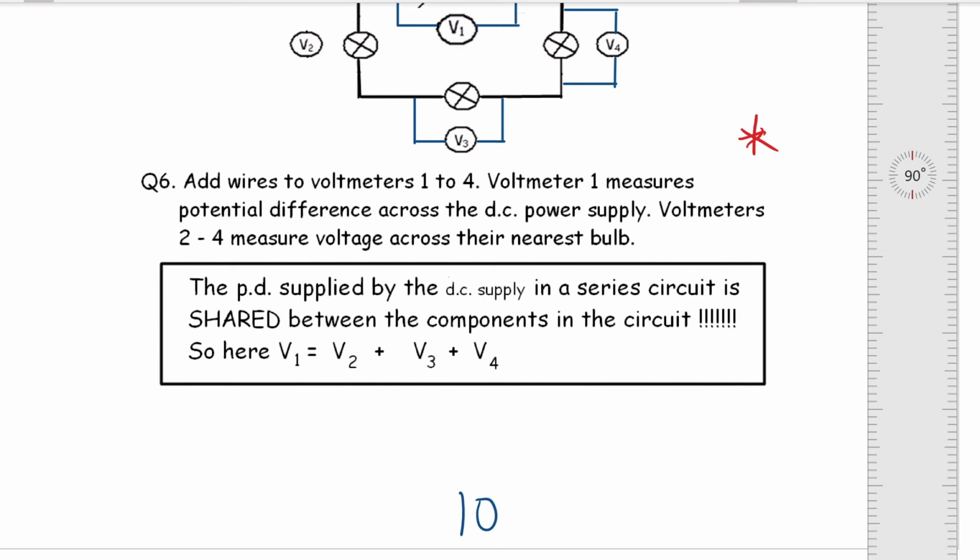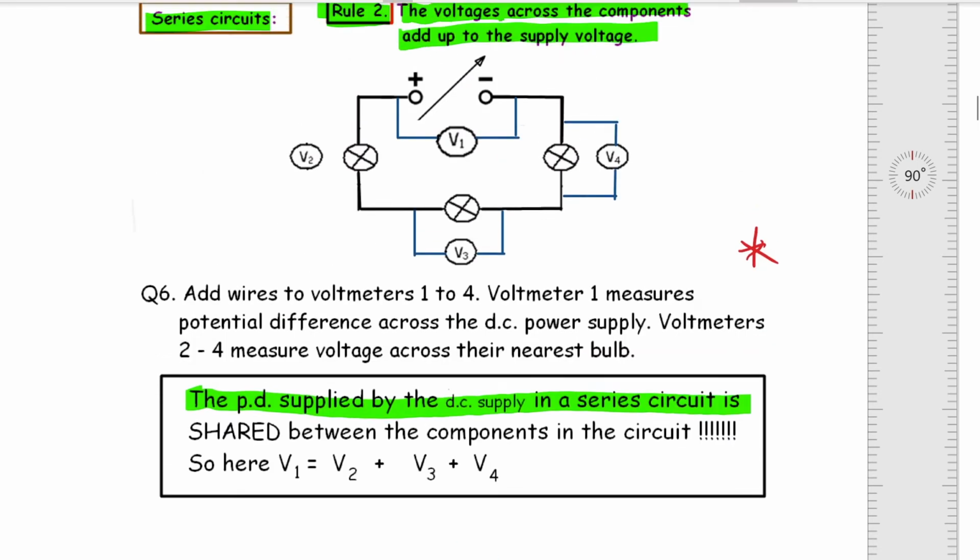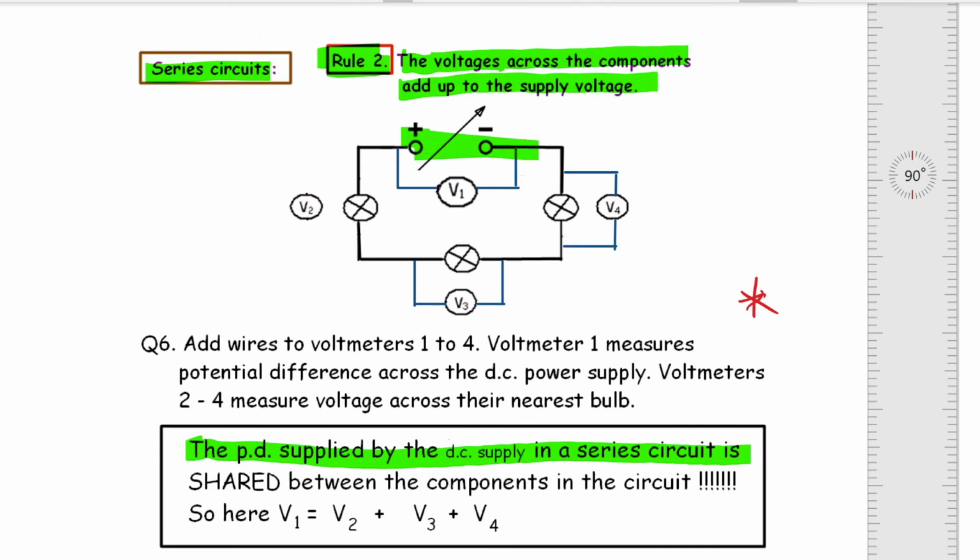And in the box, the important part here, the PD. Remember, the PD means the same as voltage. The PD supplied by the DC supply in a series circuit. Okay, this is the DC supply. Don't worry about what DC is, just direct current. We'll be learning more about that later in this booklet.